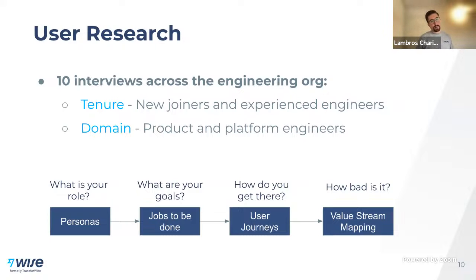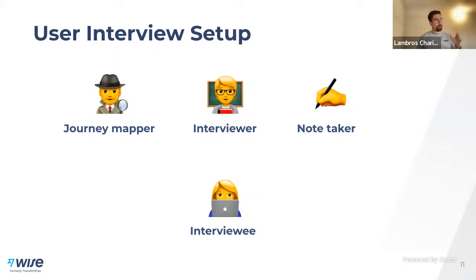And the last step is what we call value stream maps. That is just another layer on the user journey with some additional context. How bad is it, basically? We will see it in the next 2 slides, what this looks like, and examples as well. So that's kind of cool to share as well, I think.